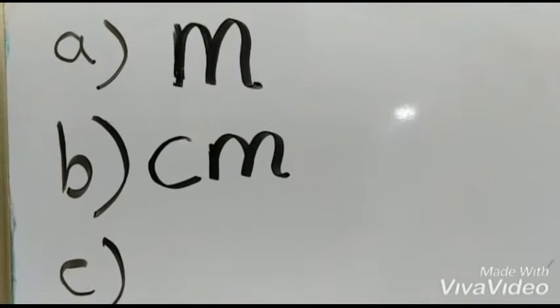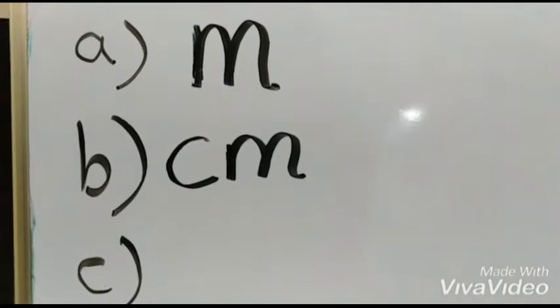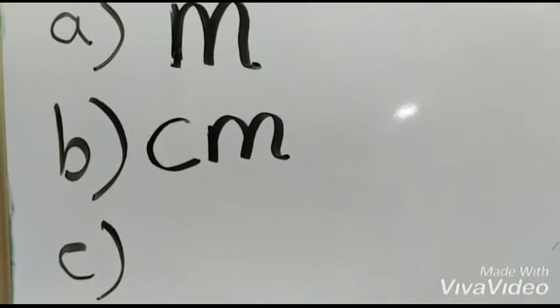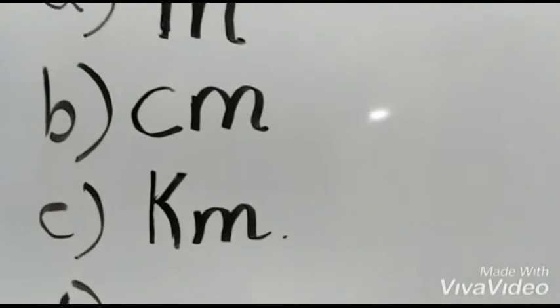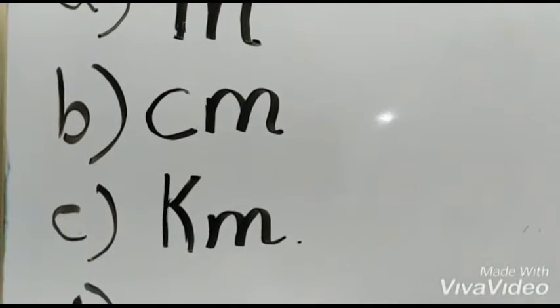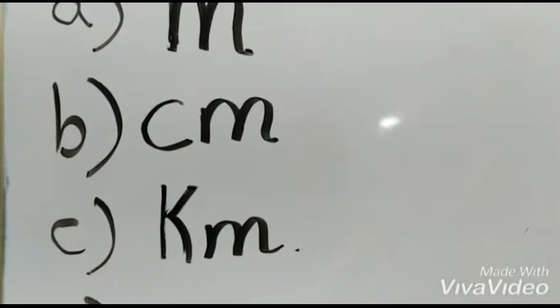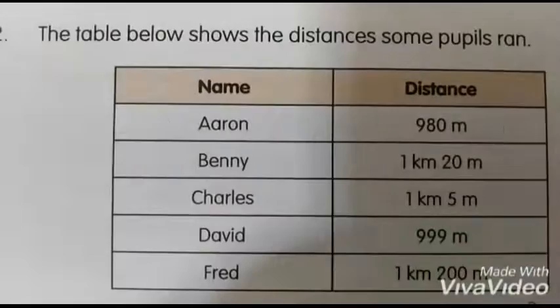C. A mountain is 7 kilometers or meters or centimeters tall. Since the mountain is very big and high, then it will be 7 kilometers tall. D. A wall painting is 300 kilometer or meter or centimeter. Excellent. The answer is centimeter.